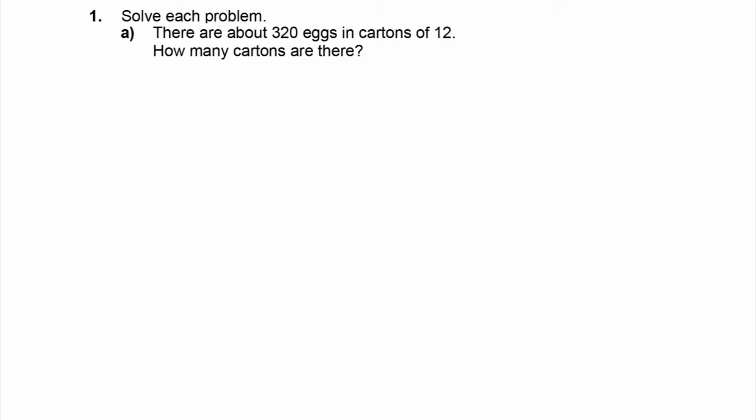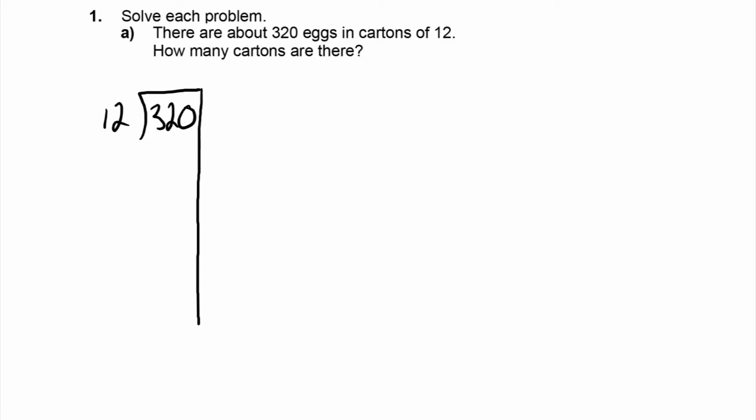Solving each problem. There are about 320 eggs in cartons of 12. How many cartons are there? This is a straightforward division problem. So we'll say 320, and that's being divided by 12. We'll use the partial quotients method to start.